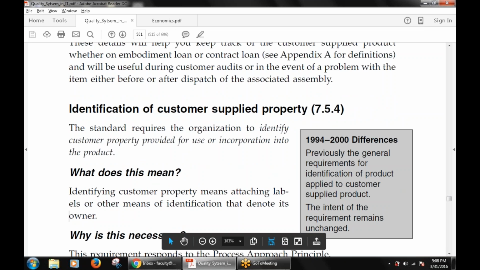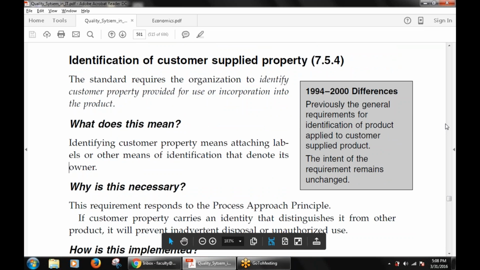That means who is the owner. For example, if I have a building, I can identify it as my own by attaching a label or other means of identification that denotes its owner. This requirement relates to the process approach principle.